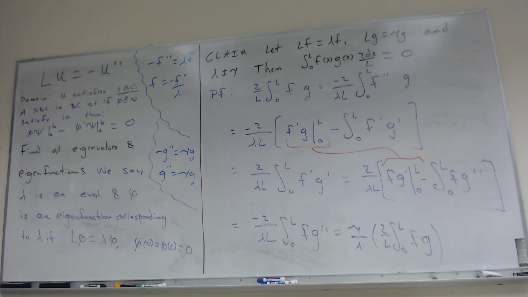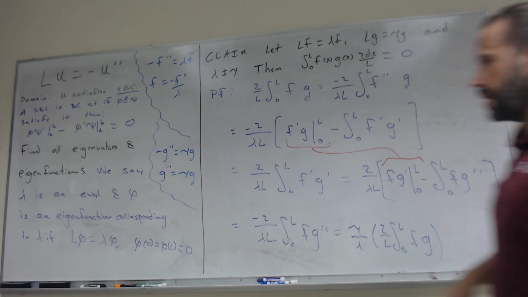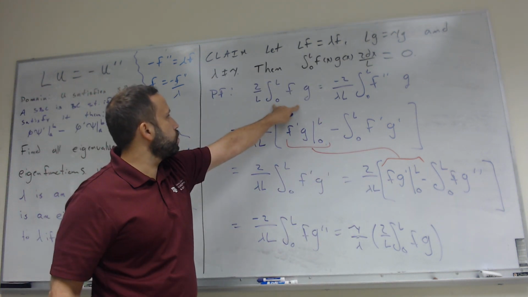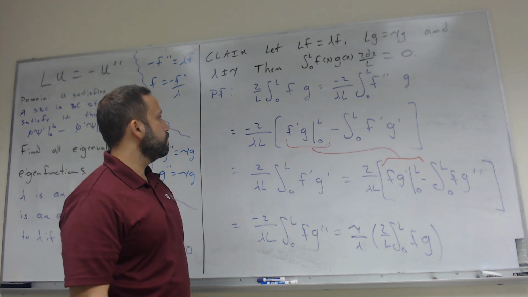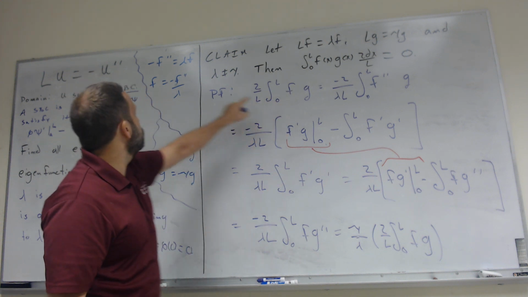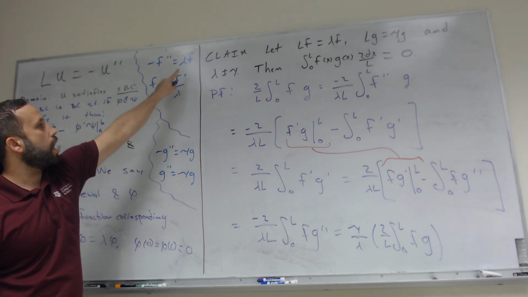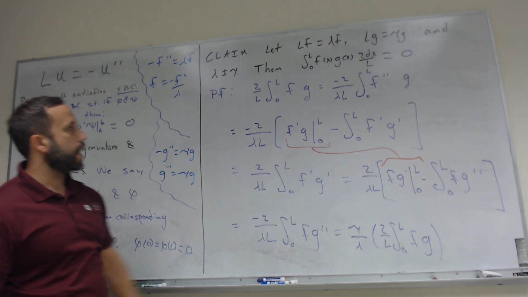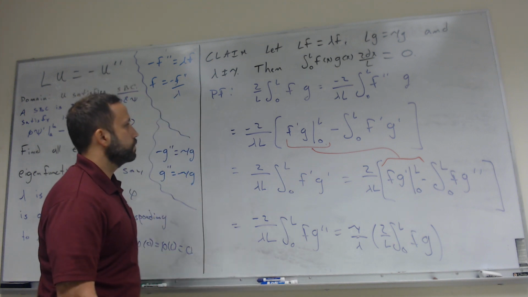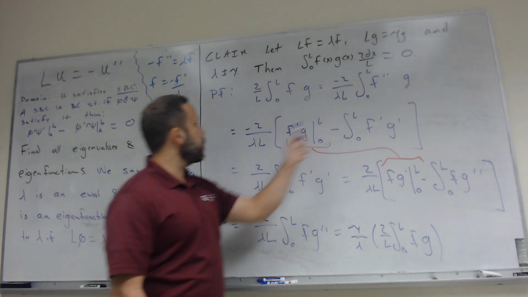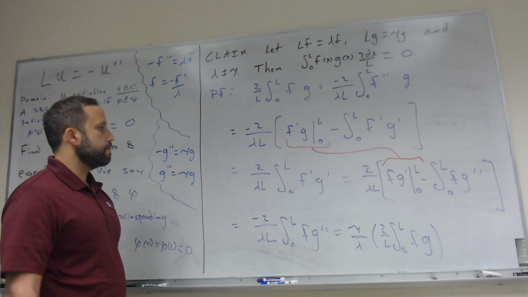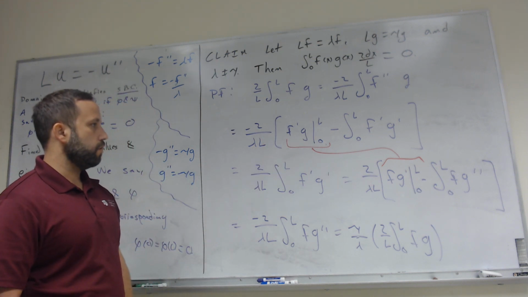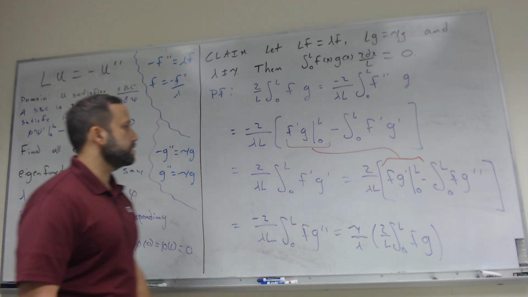Okay, so why is that true? Well, let's see how things are going to change over here. So this is what I want to show. I want to show this integral is 0. Now, again, I'm going to use the fact that if minus F double prime is equal to lambda F, then F is equal to minus F double prime over lambda, so that's where this comes from. Okay, going from here to here, it's the same that we did yesterday, only now the difference is going to be that this is not necessarily equal to 0. So this thing right here is not necessarily equal to 0.